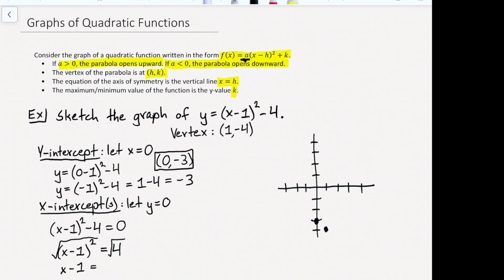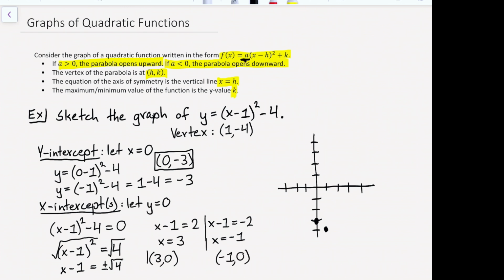x minus 1 equals the positive or negative square root of 4. I need to consider both solutions here. And when I solve this, I can say x minus 1 equals 2, or x minus 1 equals negative 2, which means x equals 3, or x equals negative 1. So there are two different x-intercepts here. One of them is (3, 0), and the other is (negative 1, 0). Those are also important points, so let's show those on our sketch.